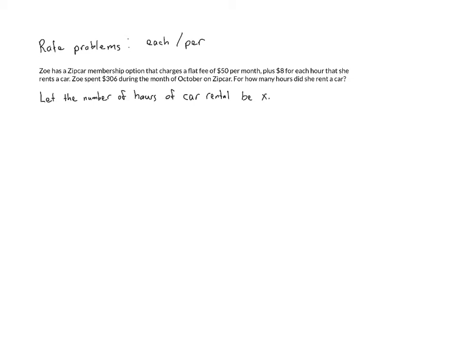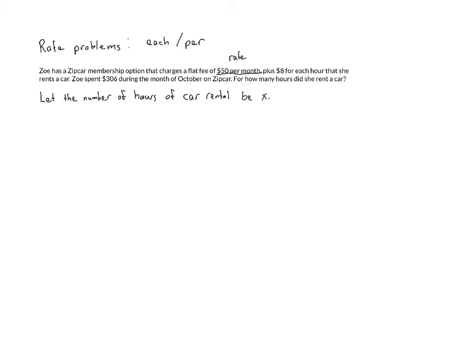Here, we're told that her membership charges $50 per month. That's a rate. $50 per month is a rate. Every month, she's charged $50. So if it's 3 months, we have to multiply 50 times 3. If it's 12 months, we have to multiply 50 times 12. When we have a rate like $50 per month, we have to multiply 50 times the number of months.